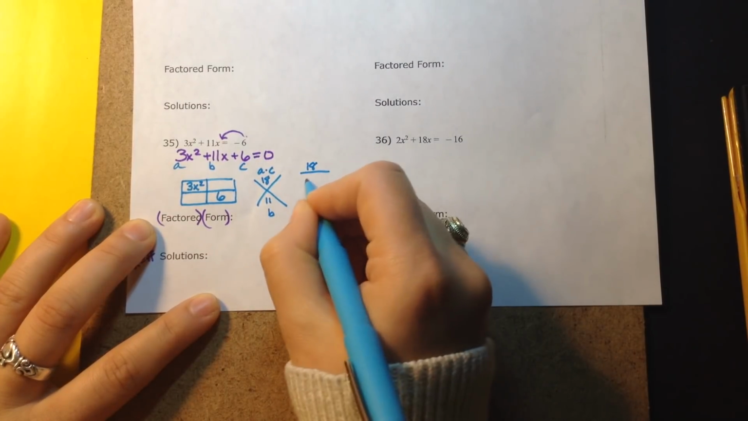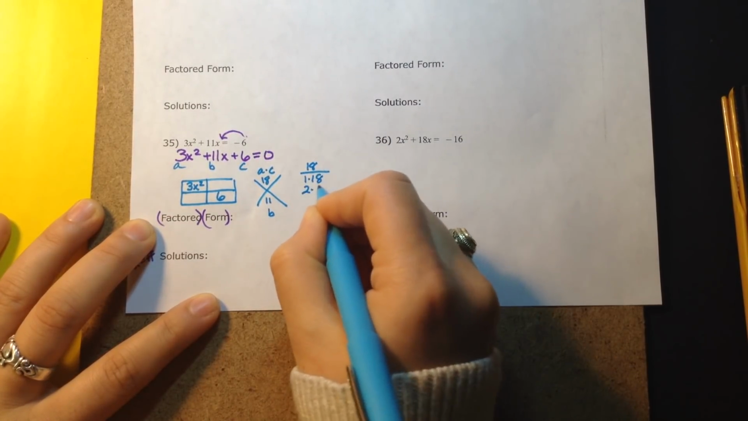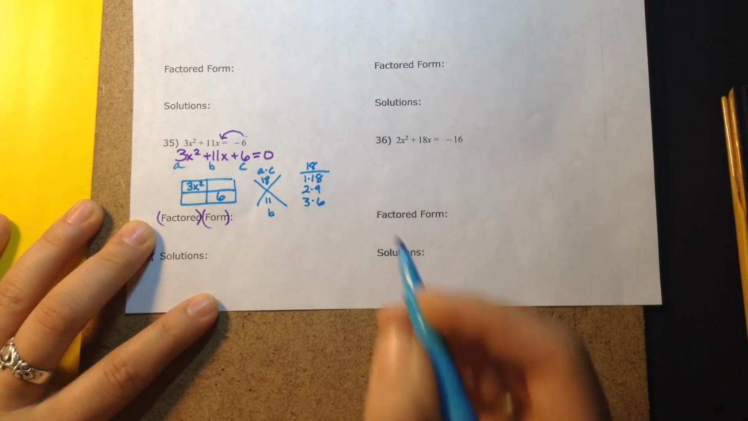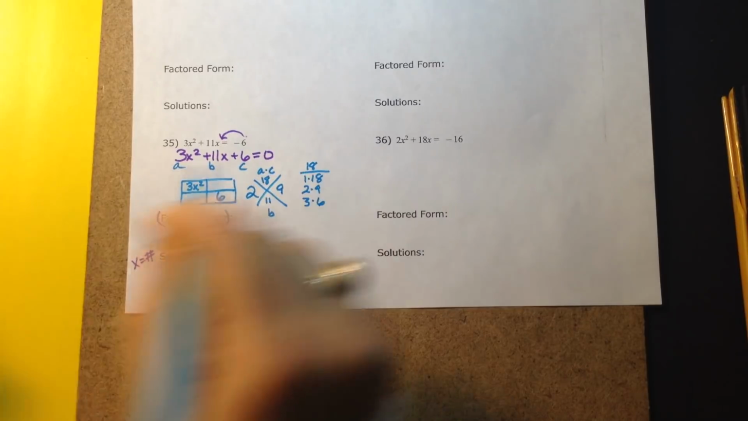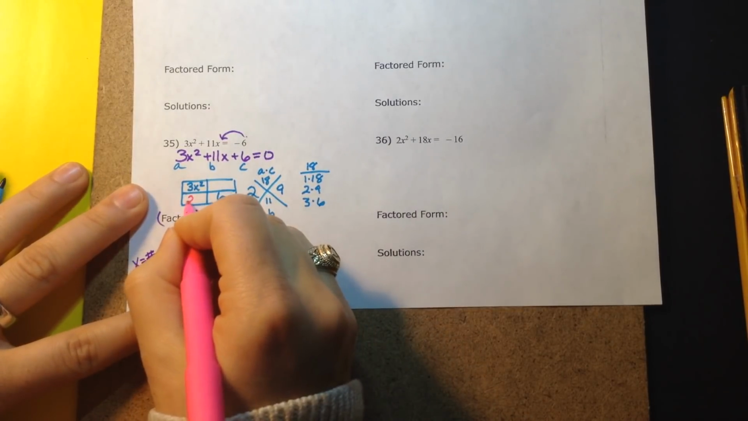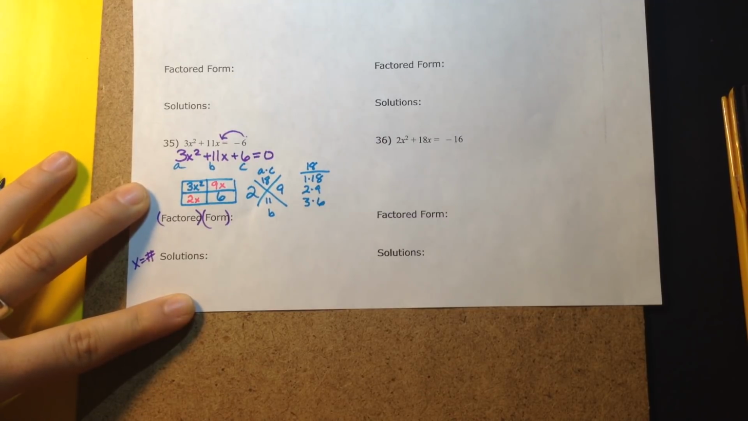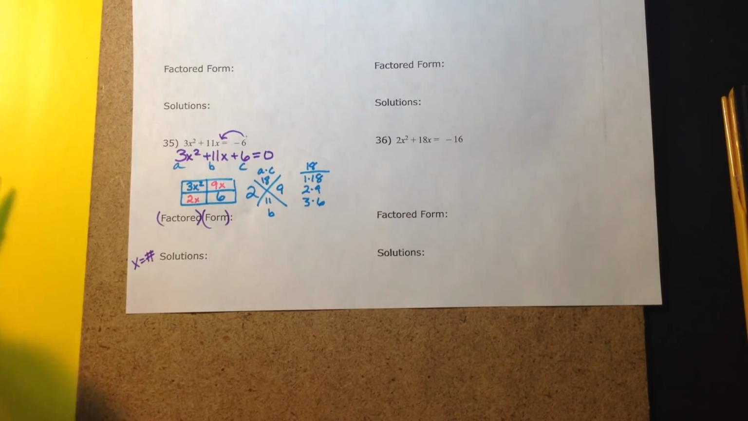If you need a list for the top number, you make the list, or else you solve this part in your head. The numbers that multiply to 18 and simultaneously add to 11 are 2 and 9. 2 and 9 become part of my box. We've expanded the middle term, and we identify GCFs.